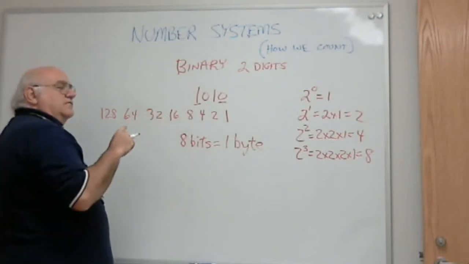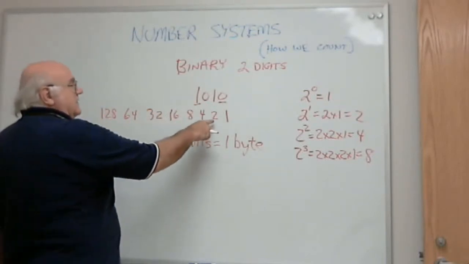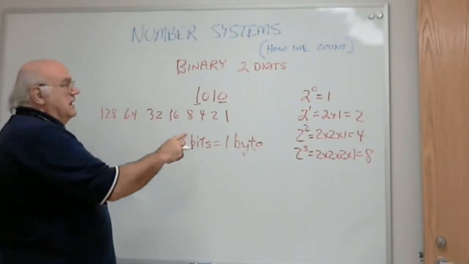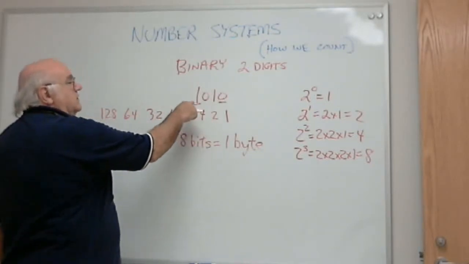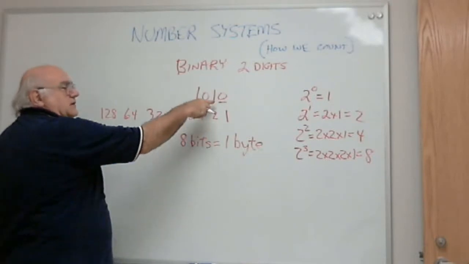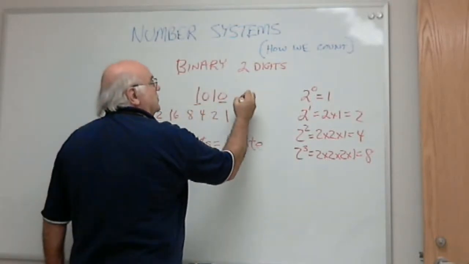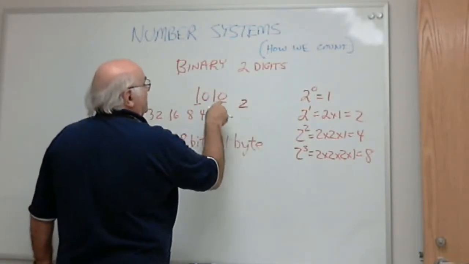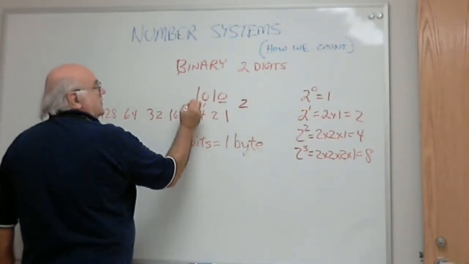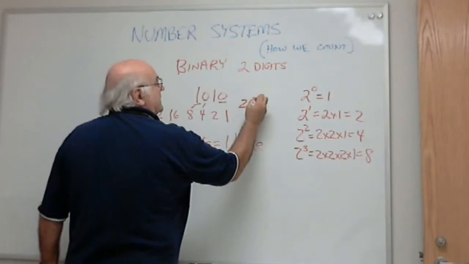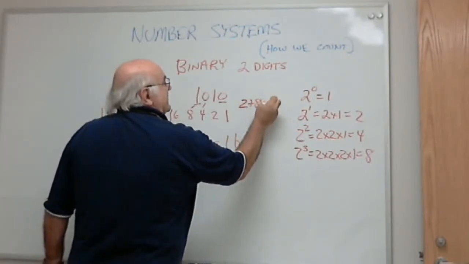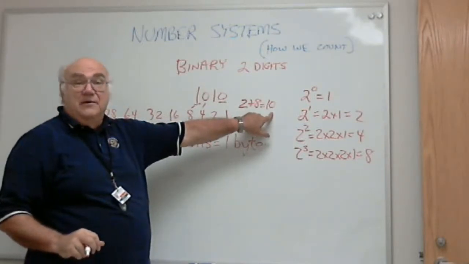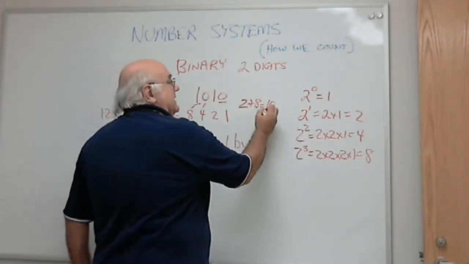In order to convert this to decimal, we take the bit of 1, meaning that bit is on, we look at the positional value, and we add up the positional values. So in this case, we'd have a 2 plus an 8 equals 10 in decimal. Now don't confuse that with binary 2. That is a decimal 10.